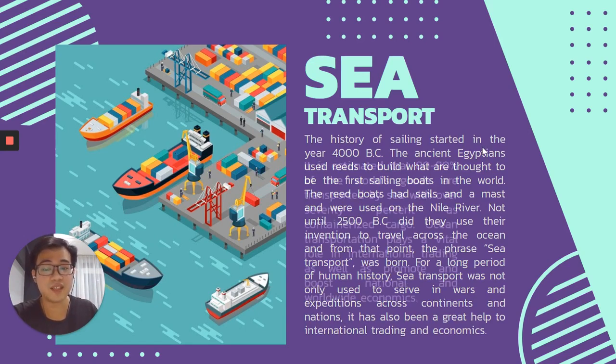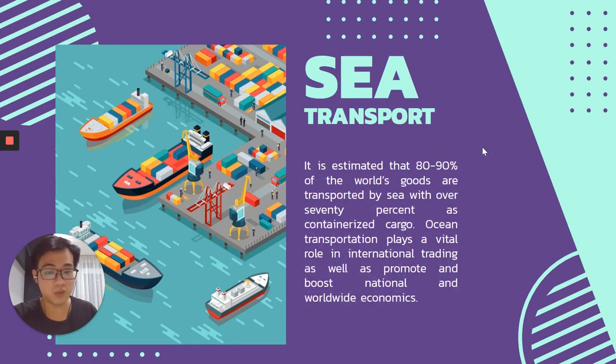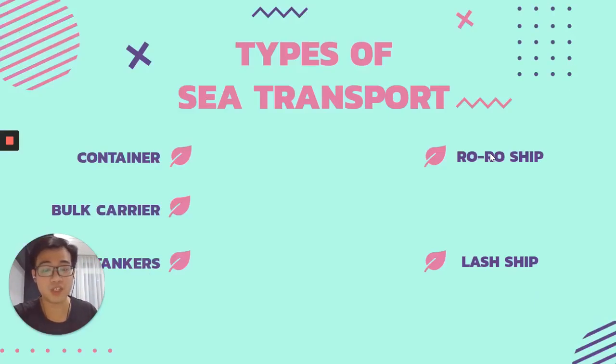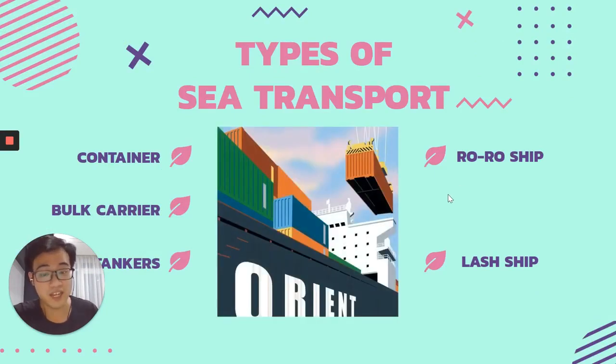It is estimated that 80 to 90% of the world's goods are transported by sea, and over 70% of them are containerized cargo. So humanity has come up with various types of ships for different purposes, but some of the most common ones used for commercial purposes are: we have the container ship, classic. We have the bulk carrier, a ship designed to transport unpacked bulk cargoes such as coal, building materials, grains, sand, crushed stone, and several types of ore.